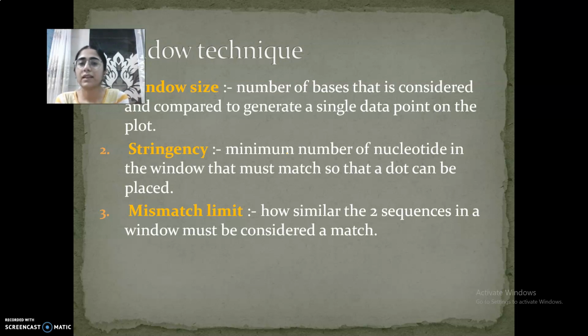Window size is the number of bases that is considered and compared to generate a single data point on the plot. Stringency, on the other hand, is the minimum number of nucleotides in the window that must match so that a dot can be placed. While mismatch limit is how similar two sequences in a window must be to be considered a match.